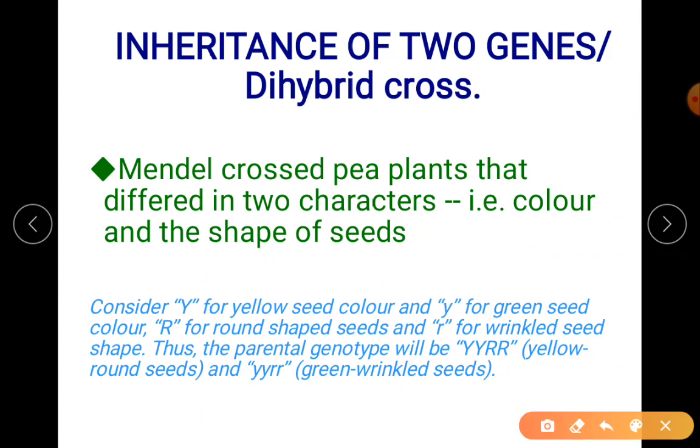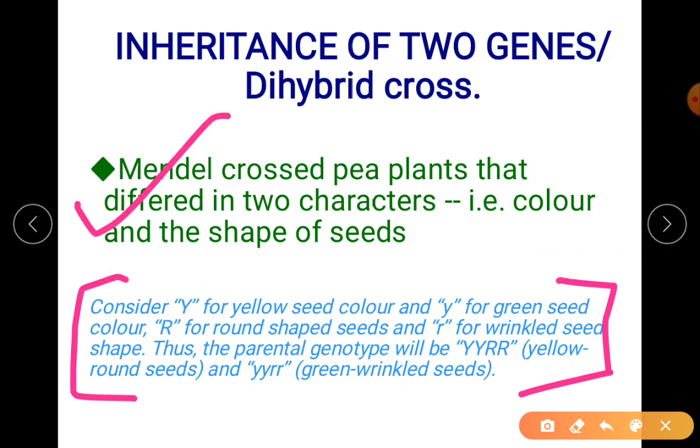So they have just crossed. In case you are able to write, you can write. I've just mentioned it. The explanation of the inheritance of two genes, I've started from the next slide for you. This is the important introduction. Which plants he crossed, which characters he had crossed. Pea plants that differed in two characters, that is color and the shape of the seeds. This is the dihybrid cross he had done. When I say dihybrid cross, it is a cross involving two characters. Example, color and the shape of the seeds. I hope it is clear.